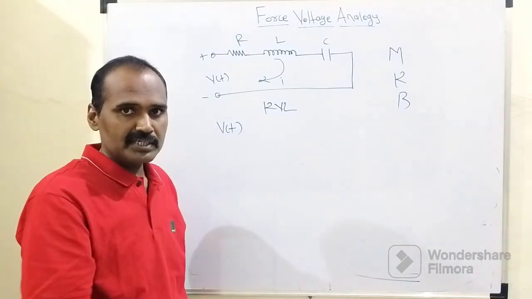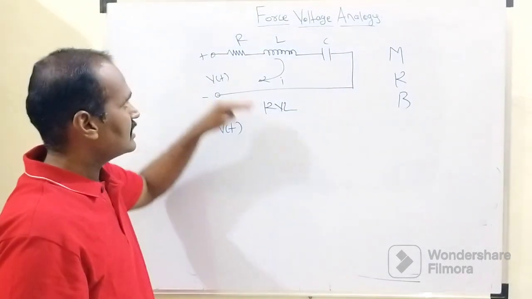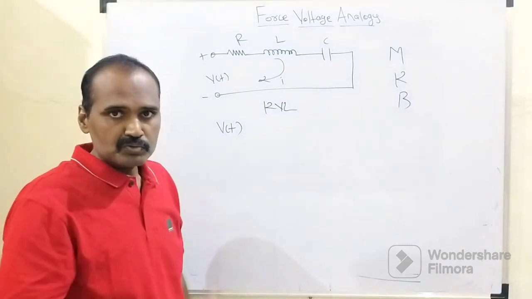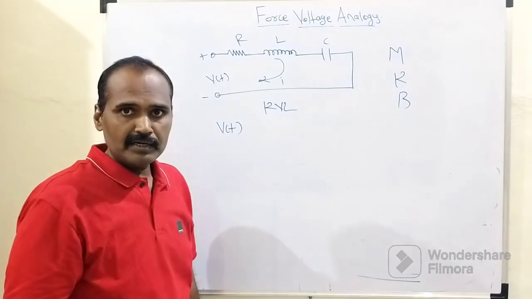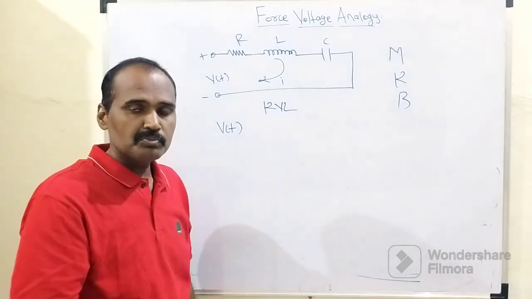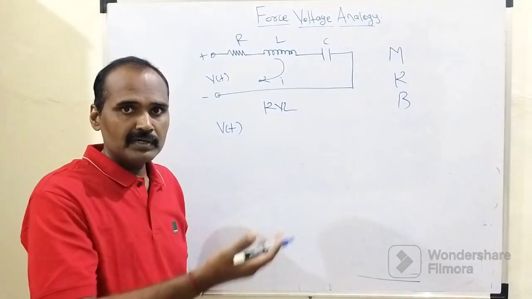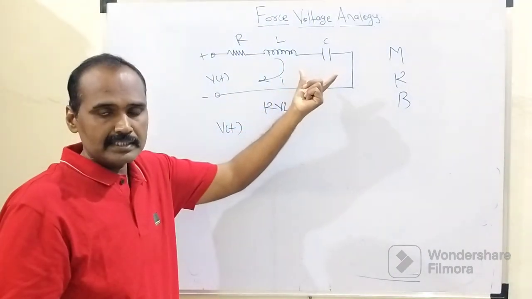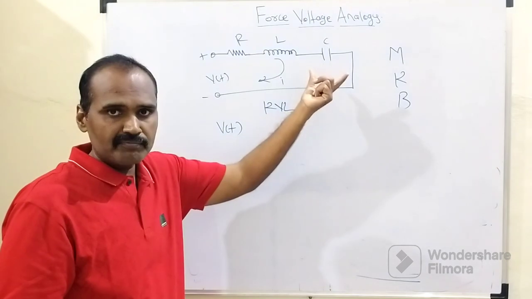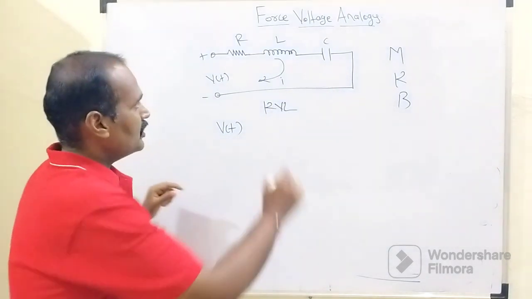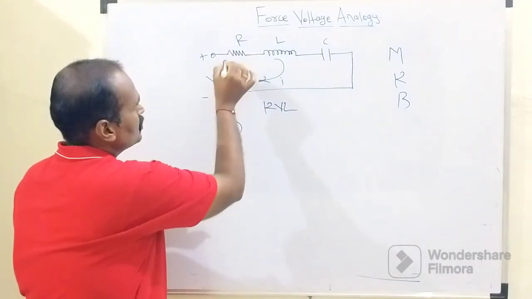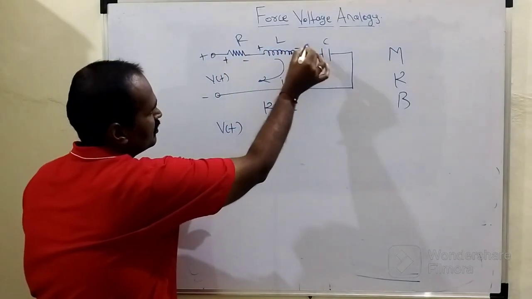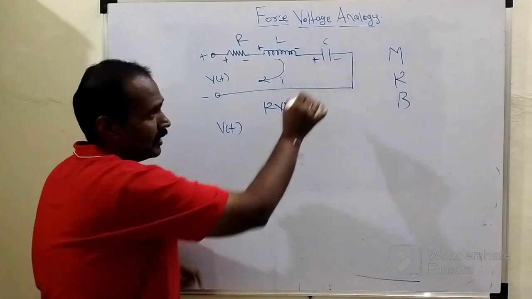As the direction of this assumed current is clockwise, obviously these three parameters are connected in the horizontal arm, right? So the probability of circulation of current through these horizontal parameters is nothing but what? Either right to left or left to right. But according to the assumed direction, the current flows through this resistor from left to right, through this inductor from left to right, and through this capacitor from left to right.